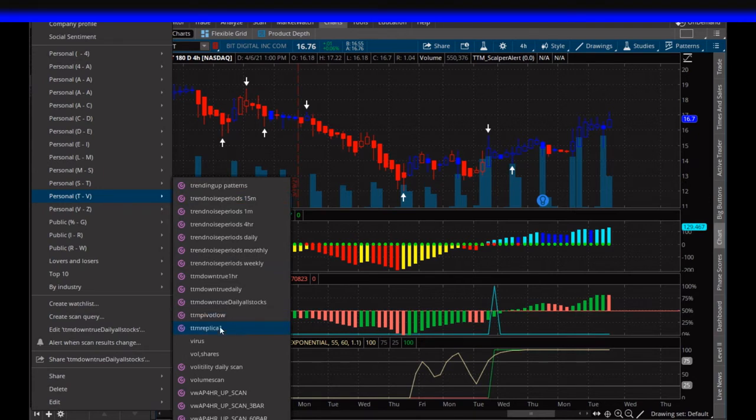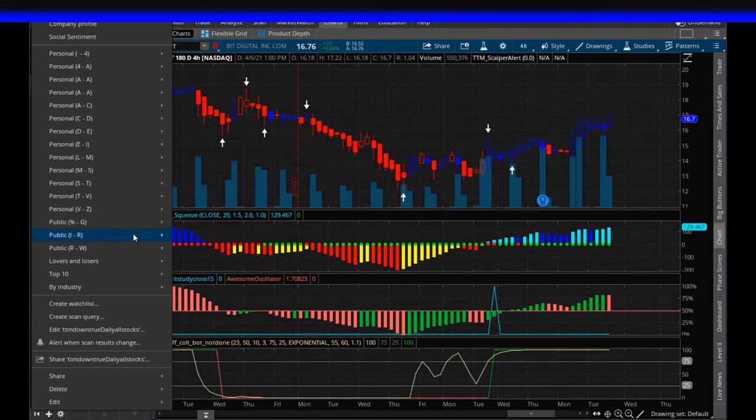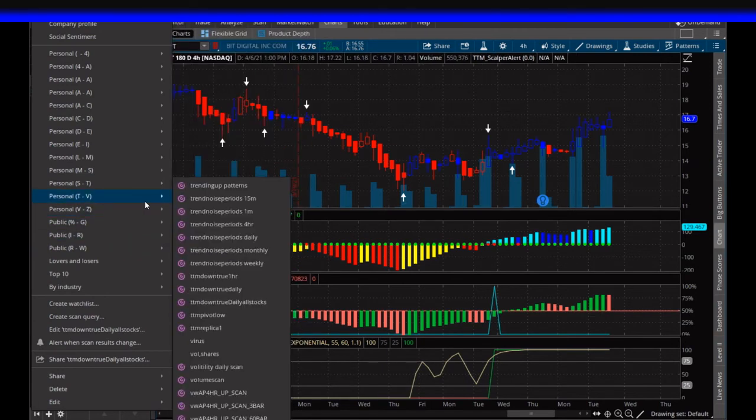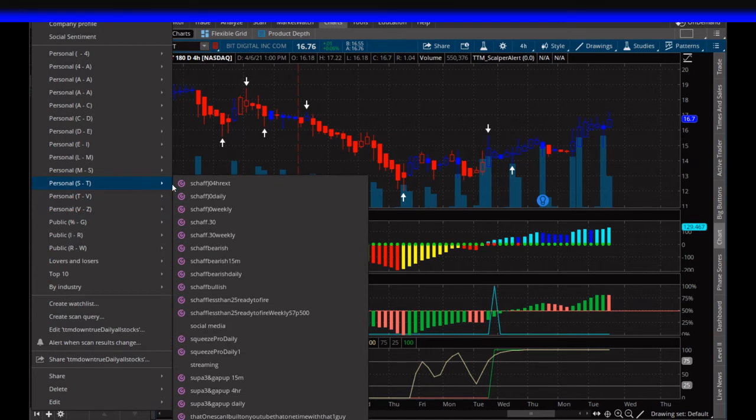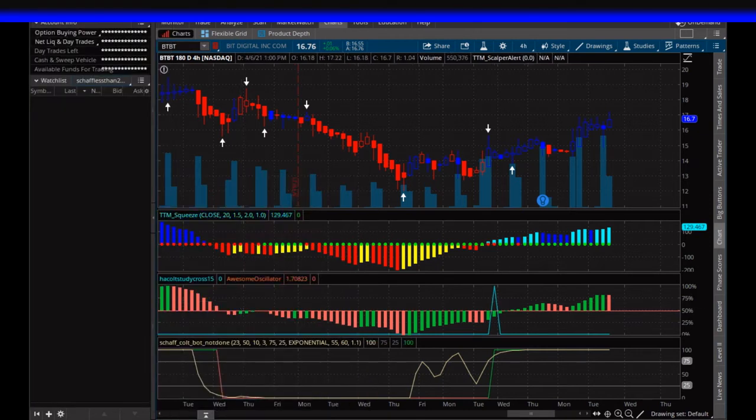Okay, we've got a TTM down, true, TTM replica. All right. Let's see what we have for the SHAF. Bearish daily, SHAF bullish, SHAF less than 25, ready to fire. Okay, let's go for that. It's one I haven't pulled out in a while. I haven't pulled it out because it was having some issues reading, but here we go.